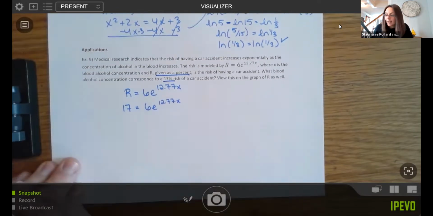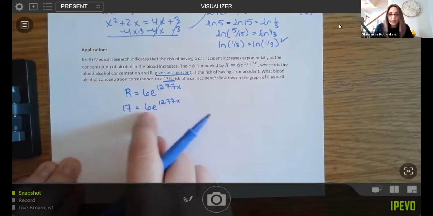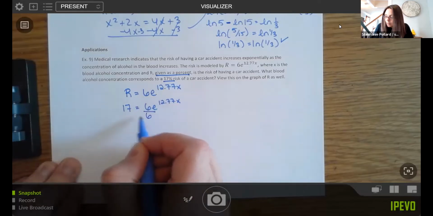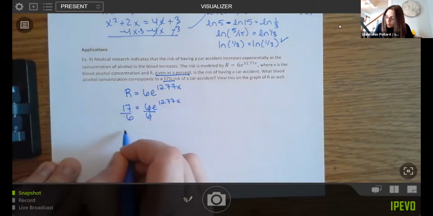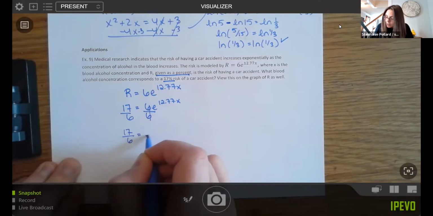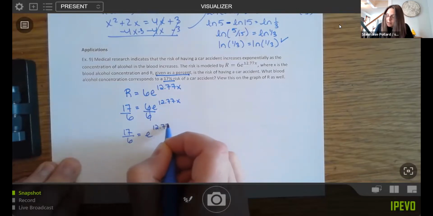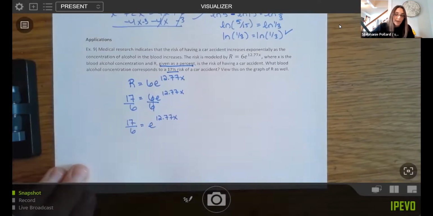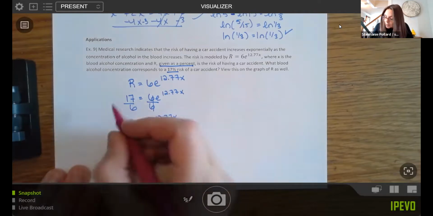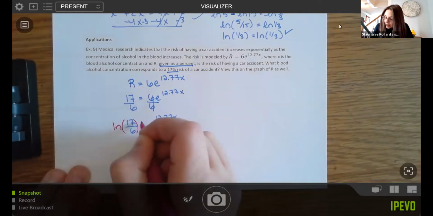Here I only have one exponent, and there's a lot of other stuff going on. So I'm going to divide out the 6 first. So I have 17 over 6 is equal to e to the 12.77x. Now I'm going to use my strategy of taking the natural log of both sides. I can't really do anything else. So I'm going to take the natural log of this side and the natural log of this side.